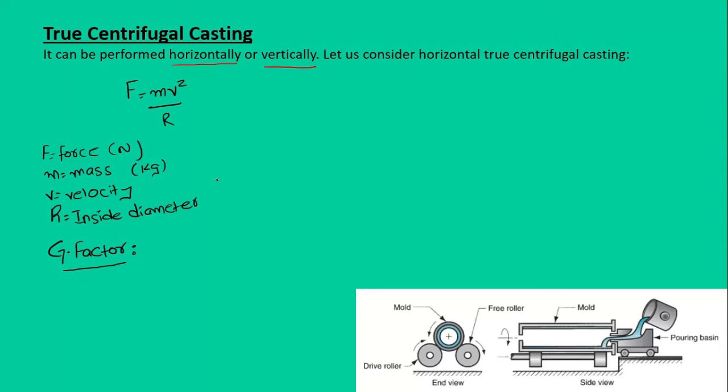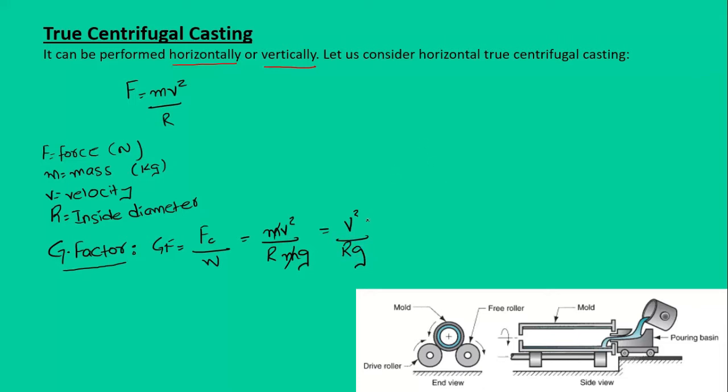G factor is equal to centrifugal force divided by the weight of the molten material. So we have centrifugal force equals to mv square by r, into weight. So we cancel out this one. We have remaining v square by rg. So this is the G factor.